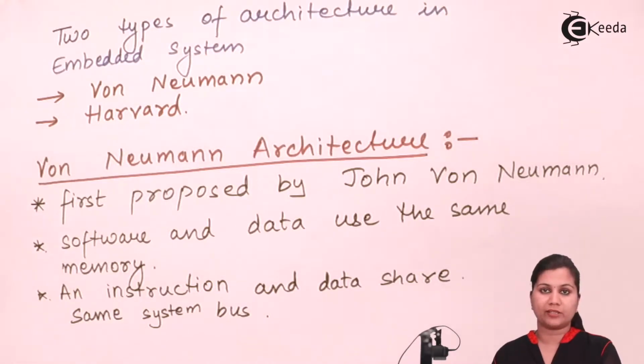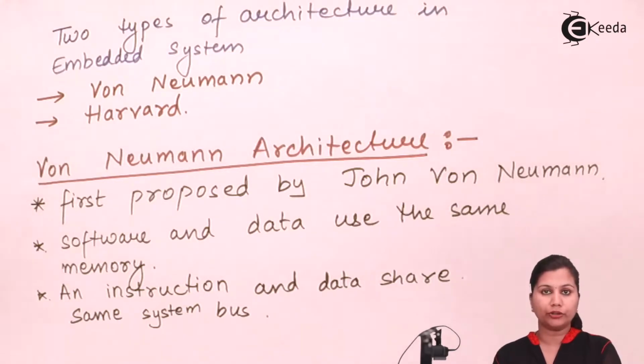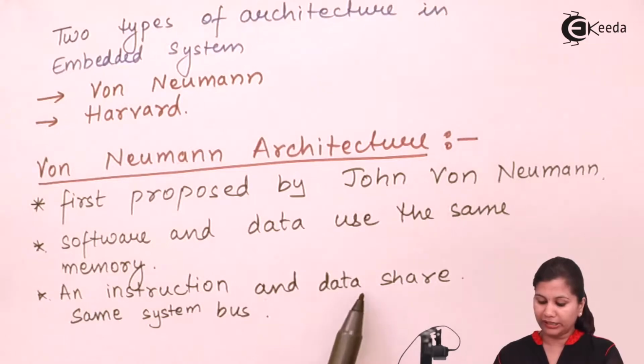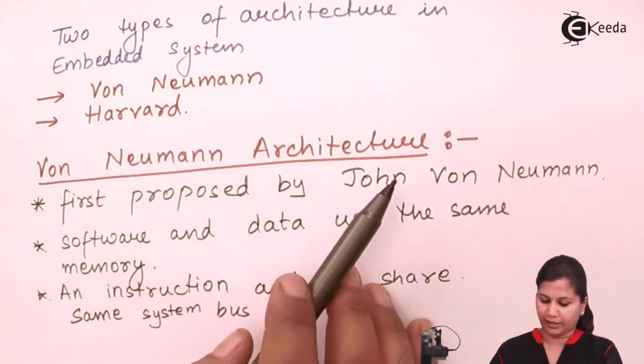If the processor wants to have the data, that data will be transferred to the processor with the help of the system buses. Buses act as a communication link between them. Data is transferred through the same system bus, and instructions and programs are also transferred through the same system bus. So instructions and data share the same system bus in the von Neumann architecture.